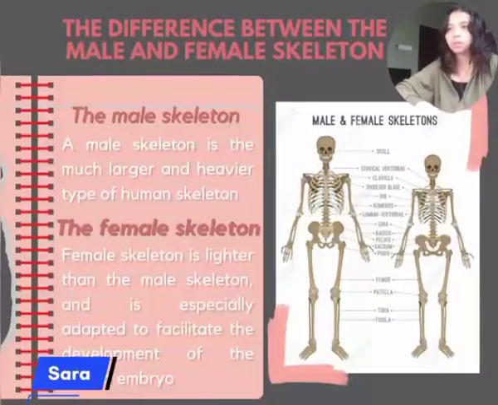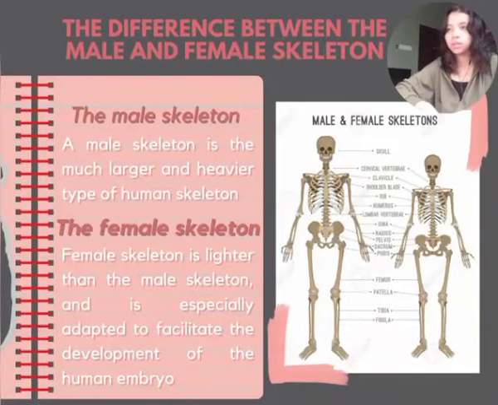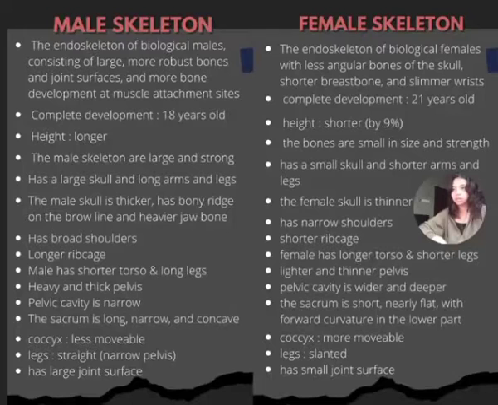The comparison between male and female skeleton. The difference between the male and female skeleton. The male endoskeleton consists of large, more robust bones and joint surfaces and more bone development at muscle attachment sites. The female endoskeleton has less angular bones, a shorter breastbone, and slimmer wrists. The complete development of a male skeleton is at 18 years old. The complete development of a female skeleton is at 21 years old. The male skeleton is longer; the female skeleton is shorter by 9%.